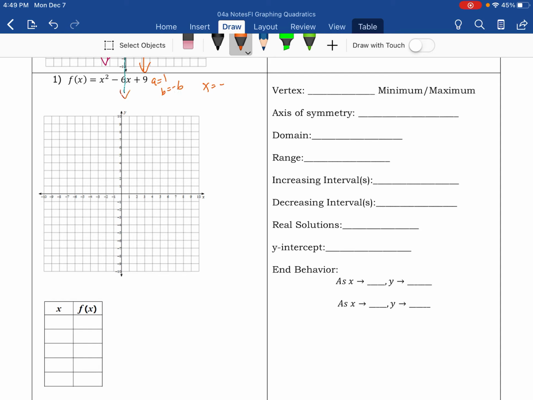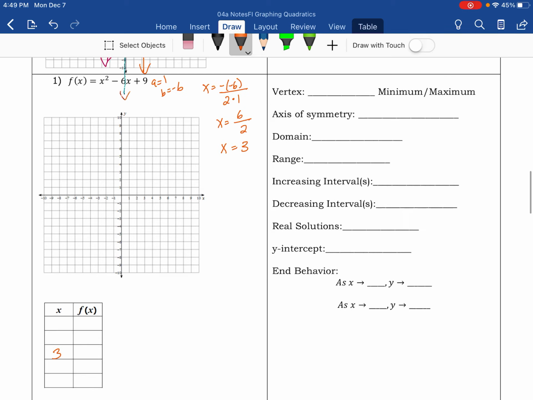A in this case is 1, B is negative 6, so x is equal to negative b, so it's negative negative 6 over 2 times a. X is equal to 6 over 2. So the x value of my vertex is 3. So I put that in my table. I substitute it in. So to find my y value, that's going to be 3 squared minus 6 times 3.